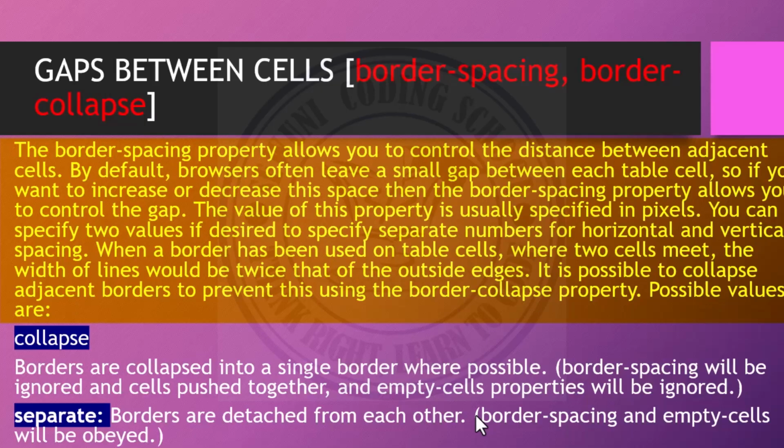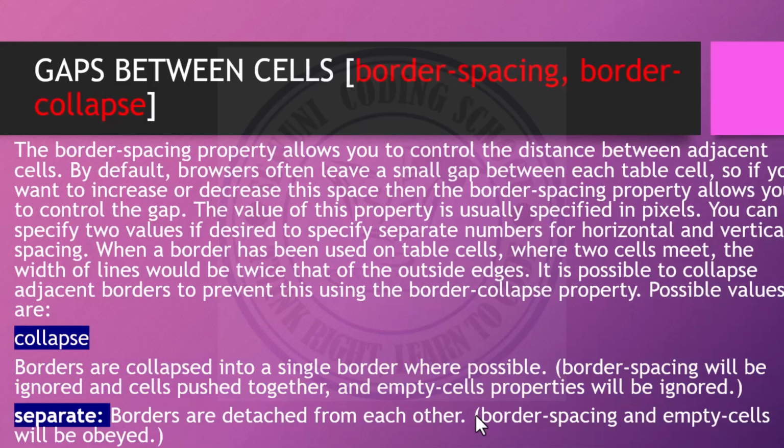It is possible to collapse adjacent borders to prevent this using the border-collapse property. Possible values you are going to use in border-spacing and border-collapse are collapse and separate. Now borders are collapsed into a single border where possible. Border spacing will be ignored and cells pushed together, and empty-cells properties will be ignored.